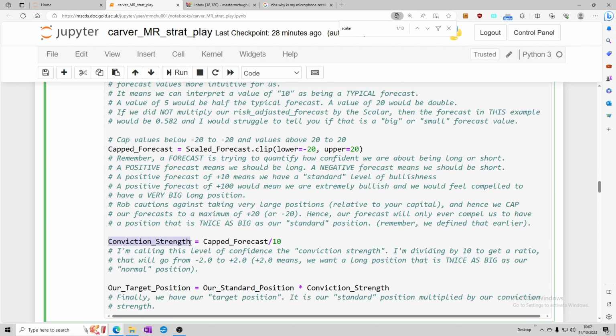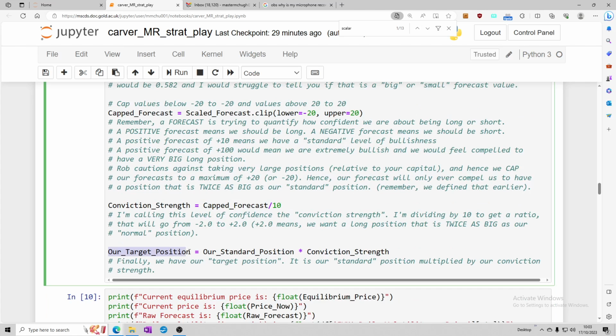Now I'm defining what I have called the conviction strength. Maybe I should have called it the conviction ratio. It's the capped forecast divided by 10. I'm calling this the conviction strength. I'm dividing by 10 to get a ratio that goes from -2 all the way up to +2. So +2 means you need to be long twice as many contracts as what your standard position is. Not 20 times as many contracts, but twice as many contracts.